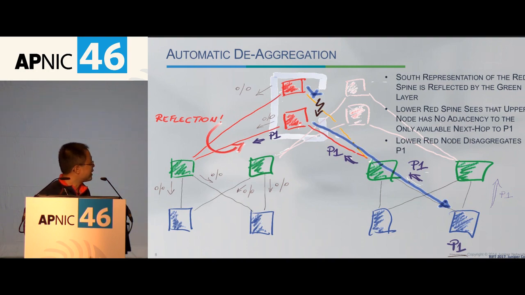So that is the very important concept of automatic deaggregation that allows us to use default routes on the southbound. With that, those nodes, especially the leaf nodes at the very bottom, only need a default route. So they reduce the burden significantly on those nodes.